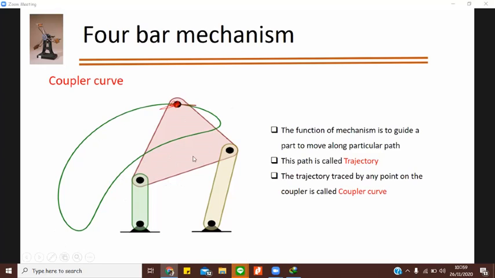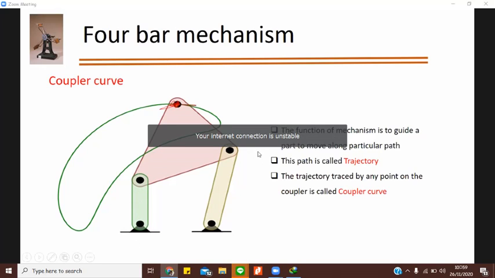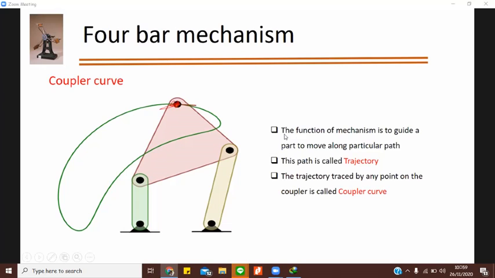So this link is nothing but a coupler, which is coupling your input link with the follower link, and that's why it is making a coupler curve. The function of a mechanism is to guide a part to move along some particular path. So if you put a tool or a pen over here, it will follow a particular path during its motion. This path is called a trajectory. And the trajectory traced by any point on this coupler is called the coupler curve.